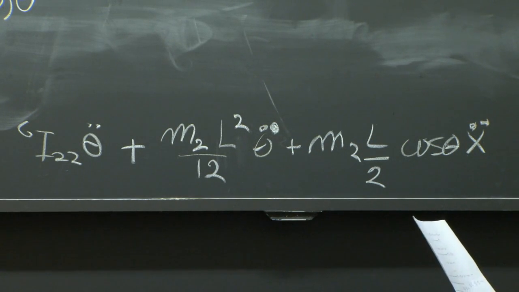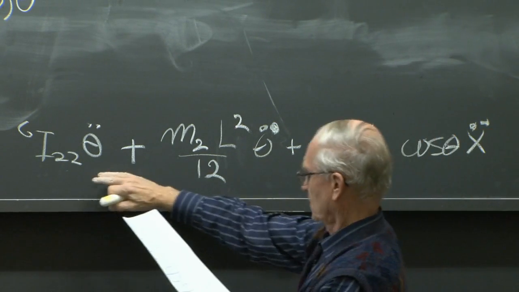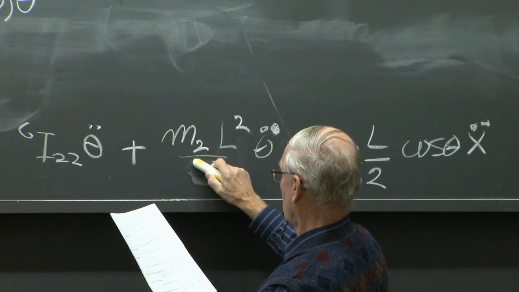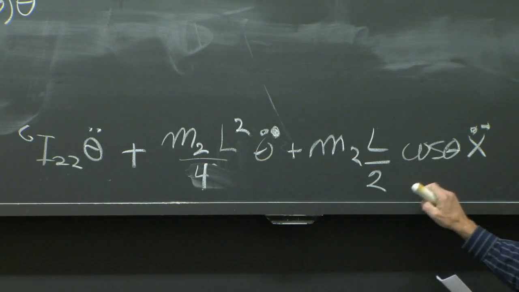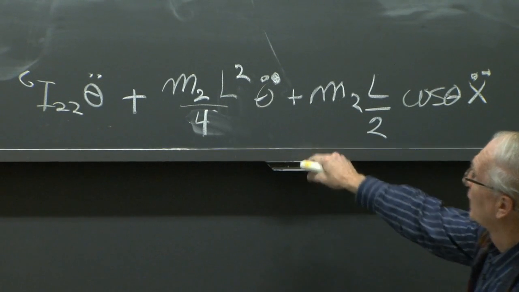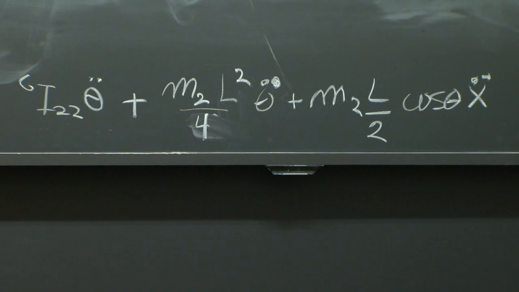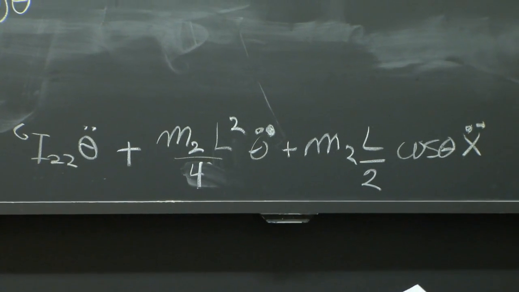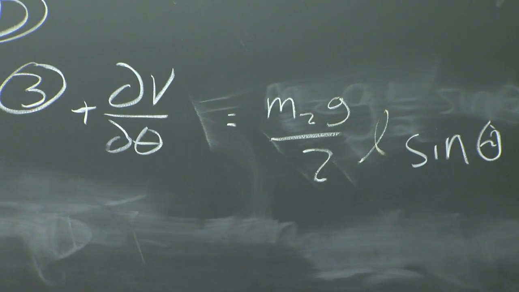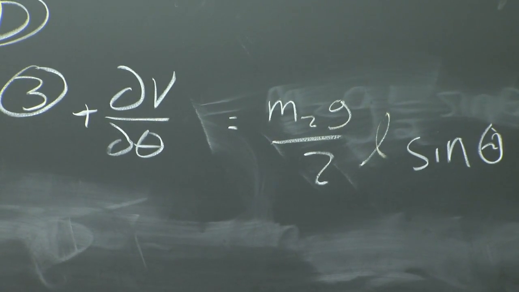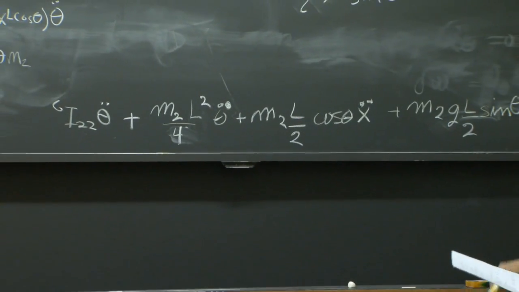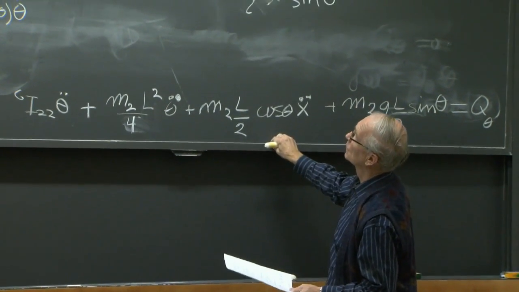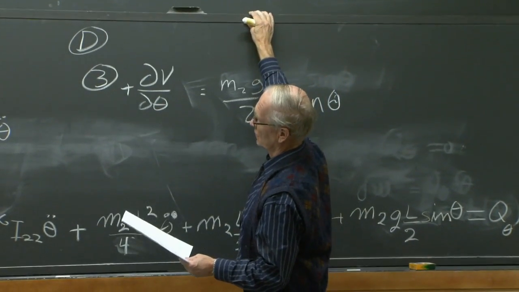That's the piece about G. This should be about, right? And then this term. That's how it actually should check out. Do you agree with me? Yeah, that looks okay. And then if we add to that the m2 g L over 2 sine theta, which is our gravitational potential energy, all of that added together ought to be equal to Q theta, right? So let's move on to looking at the generalized forces for this problem.